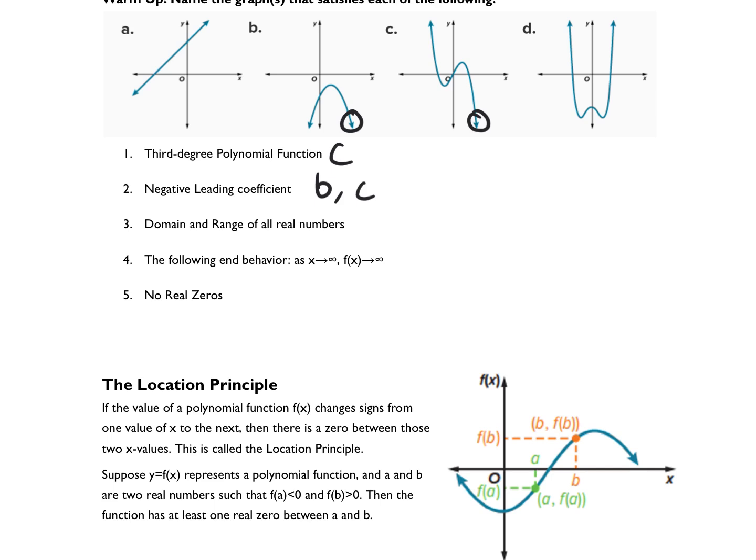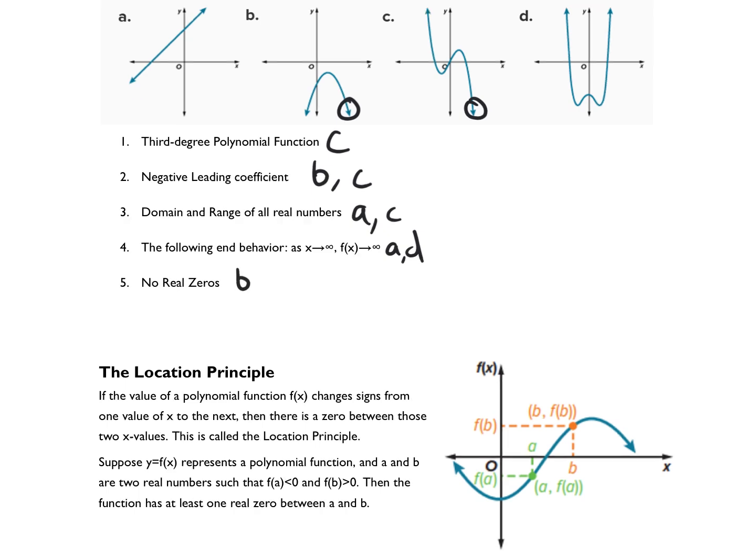There's only two that have a range of all real numbers. That means it's going from negative infinity up to positive infinity in the y values, and that is A and C. The following end behavior: as x approaches infinity, f of x approaches infinity. So as we move to the right, the arrow is pointing upward, so that would be A and D. And then the only one with no real zeros is graph B. So hopefully all of that was a review for you.